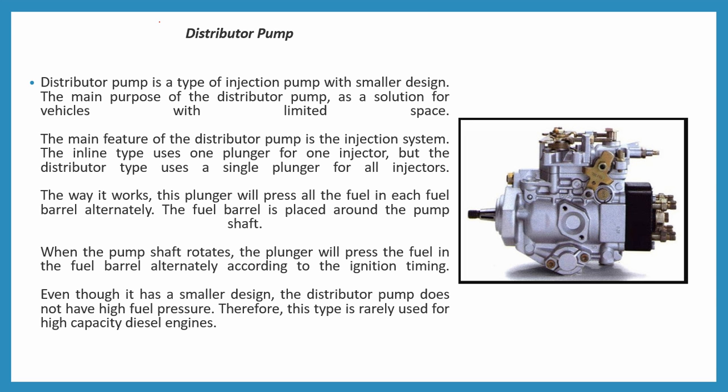When the pump shaft rotates, the plunger will press the fuel in the fuel barrel alternately according to the ignition time. Even though it has a smaller design, the distributor pump does not have high fuel pressure. Therefore, this type is rarely used for high capacity diesel engines. So students, here is the picture of a distributor type of pump.